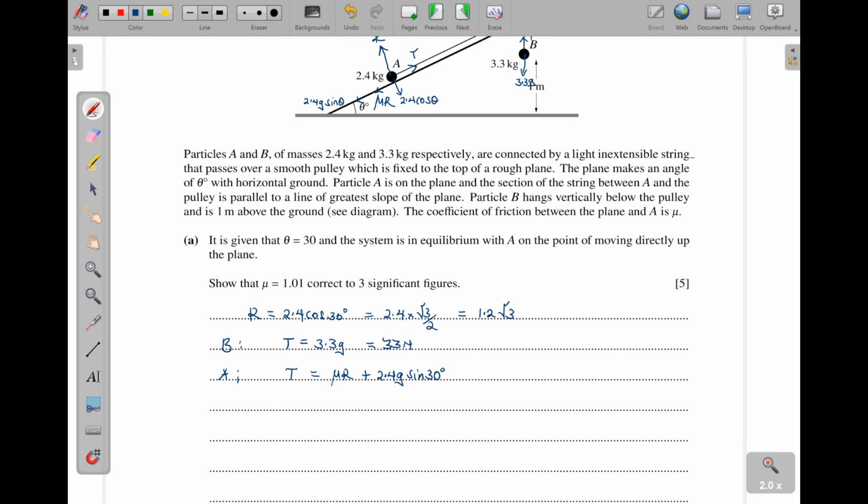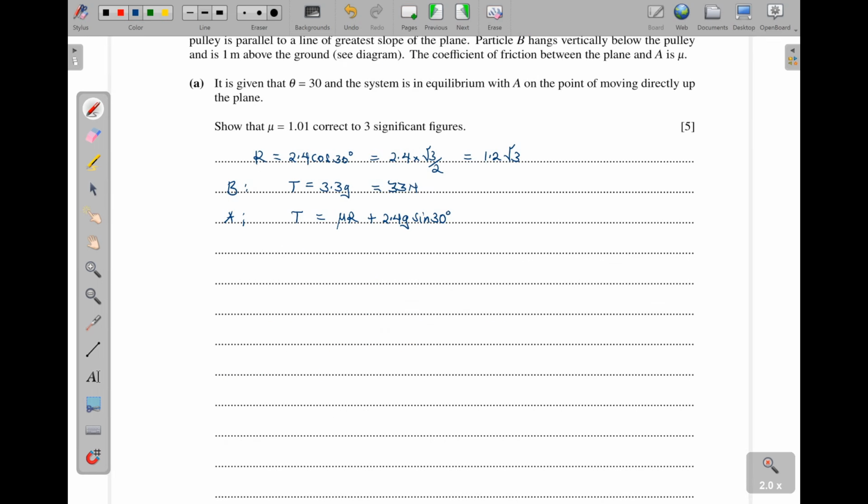Remember we are supposed to find mu. Since we have gotten our T as 33, I can put here 33, then minus the 2.4 times 10. Oh, I think there is something that I forgot here. Pardon me. There is a 10 which I forgot here.